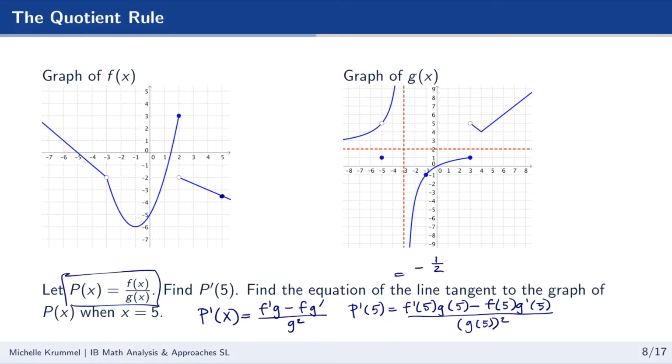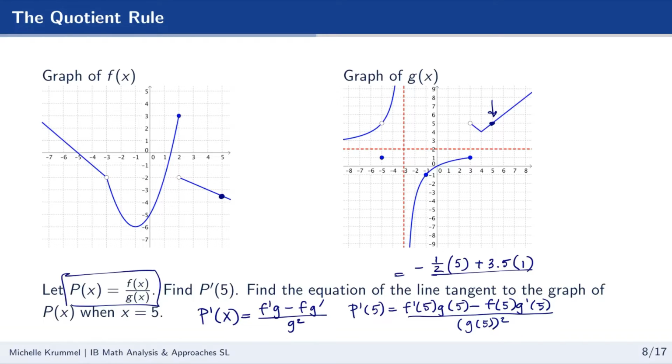Negative 1/2 times g of 5. G of 5, we'll read from the graph right here. G of 5 equals 5. Minus f of 5. F of 5, that's the point I indicated earlier. Oh, f of 5 is not a whole number. It is negative 3.5. So plus 3.5 times g prime of 5. G prime of 5 is referring to the slope at that point where x equals 5. And the slope there is 1. So that's easy.